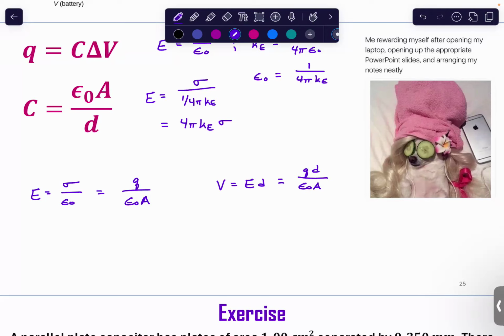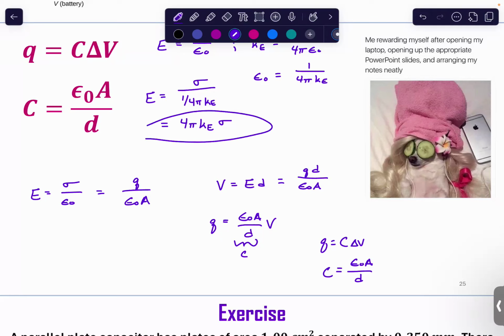So if we solve this for Q, Q is going to be epsilon 0 A over D times your voltage. So this gives us our definition. Our charge is going to be capacitance times delta V, where our capacitance is going to be epsilon 0 A over D.